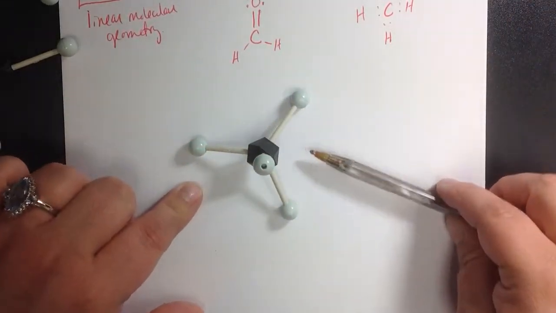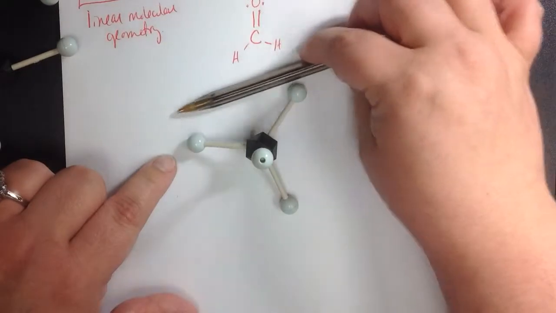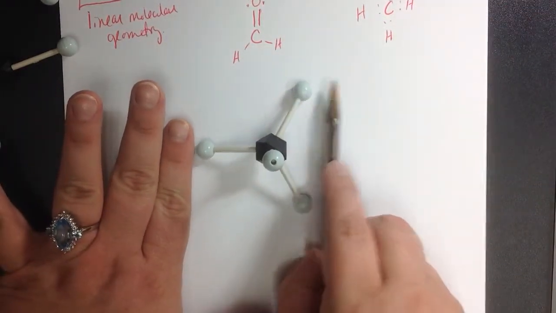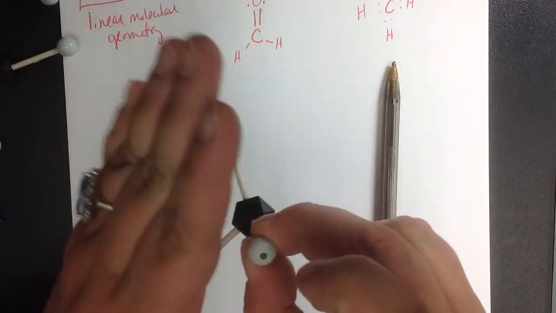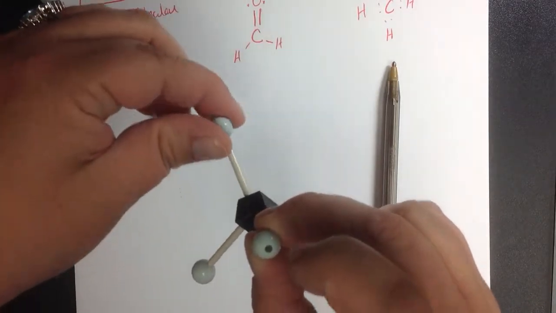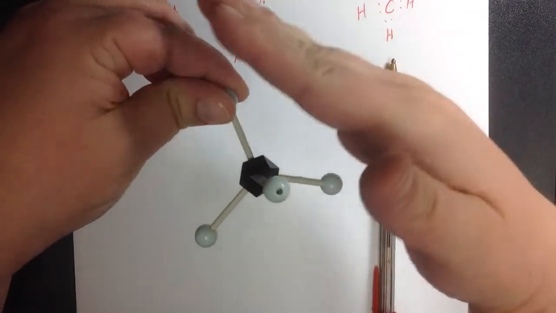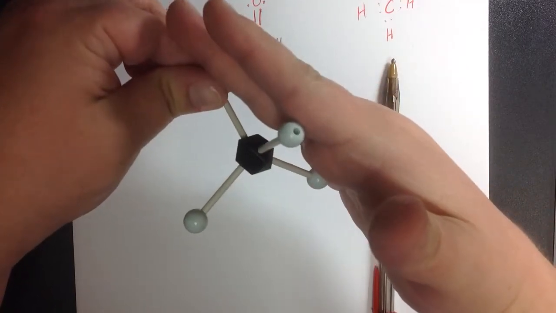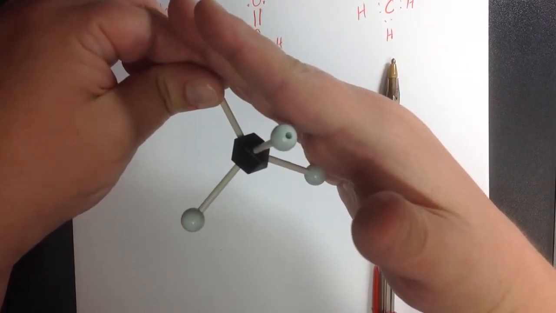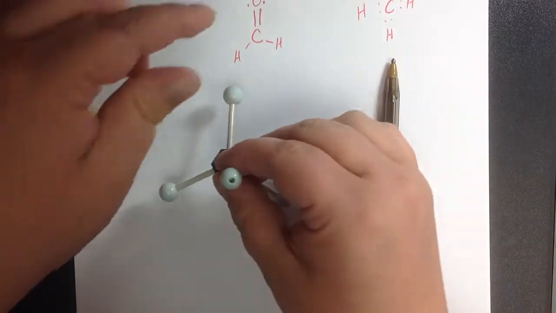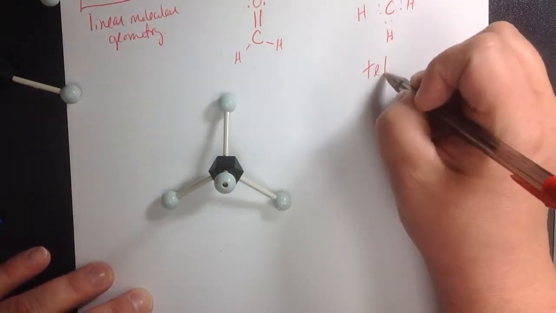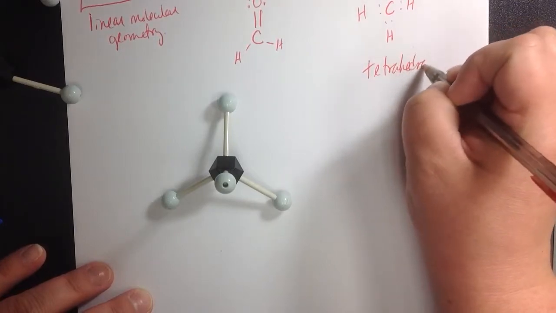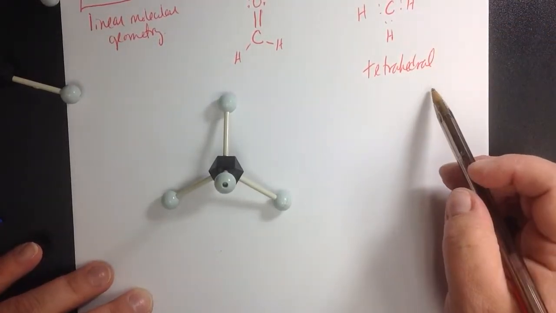This forms almost a pyramid, okay? And there's like a surface here that's flat, one to this side, one to this side, and one to this side. But none of those come in contact with carbon. We call this shape tetrahedral, or a tetrahedral molecular geometry.